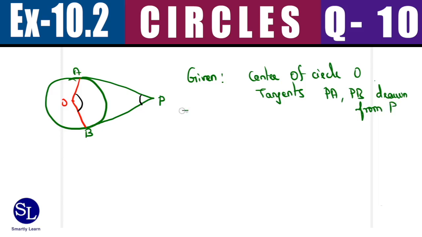Now what we need to prove is actually going to be angle AOB plus angle APB is equal to 180 degrees. This is what we need to prove.